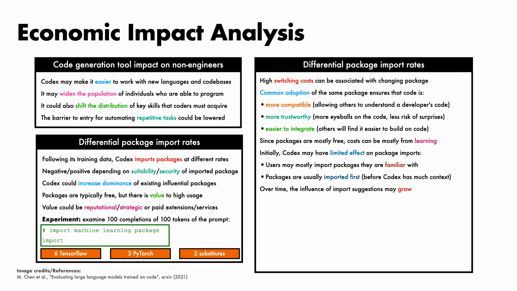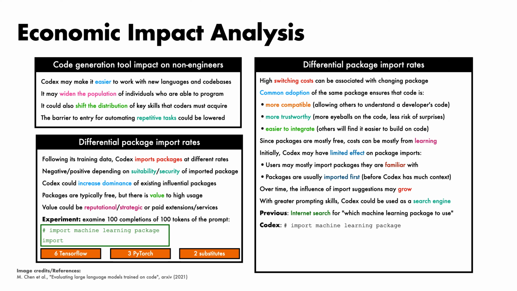However, over time, it's plausible that the influence of import suggestions provided by code generation models such as Codex may grow. As developers learn greater prompting skills, it's possible that Codex could be used not only for making decisions, but also as a search engine. Previously, coders may have resorted to an internet search with a query such as "which machine learning package to use." With Codex, however, they may simply type a comment such as "import machine learning package" and rely on the model to make a wise choice.